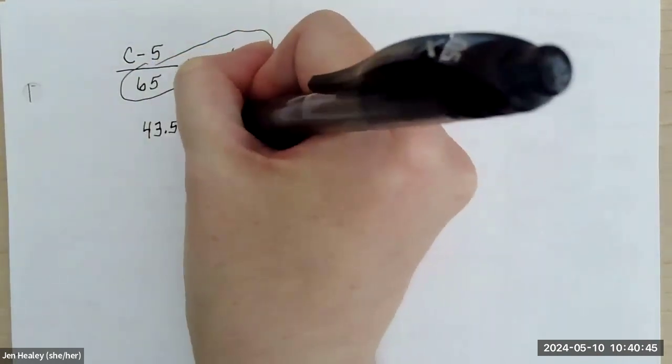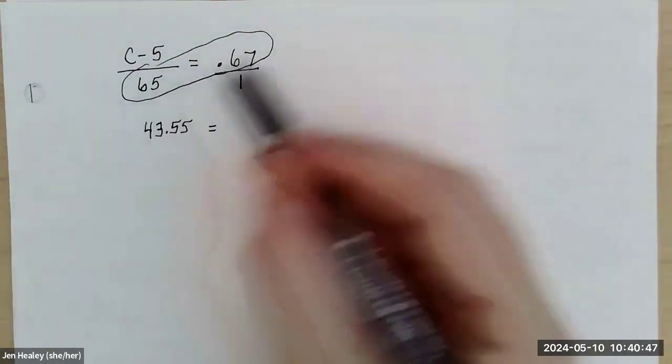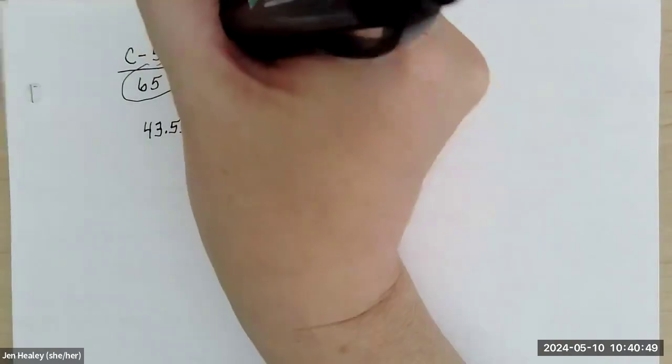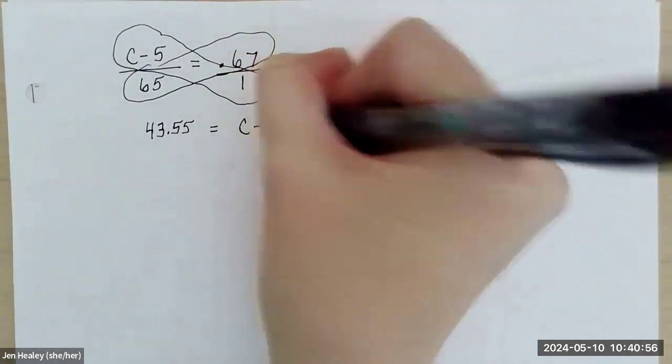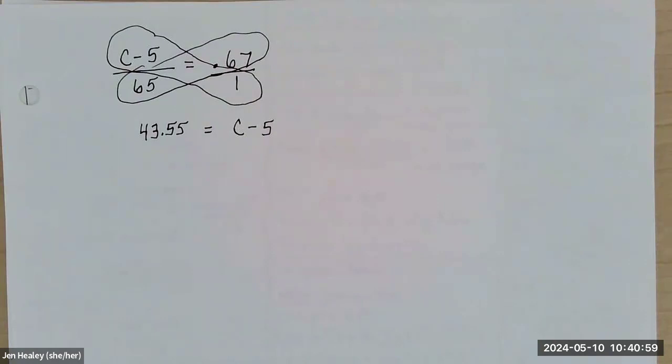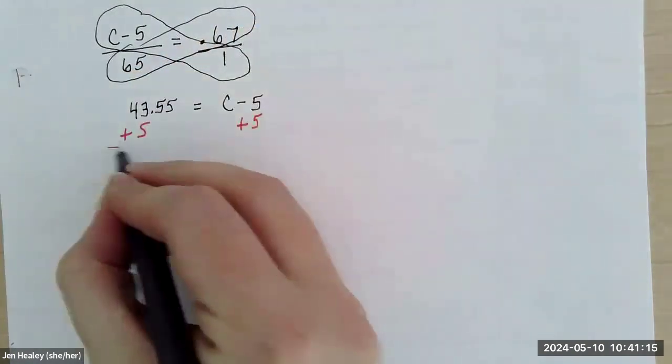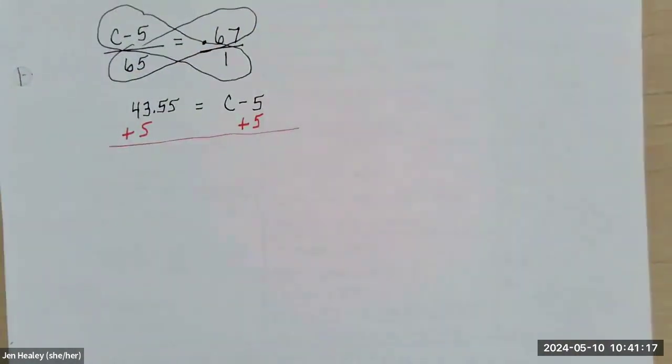And then we put our equal sign down. When you cross multiply, you multiply those two things together, you put your equal sign, and then you multiply these two things together. And 1 times C minus 5 is just C minus 5. And we're trying to figure out what is C. So in terms of your algebra skills now, if I'm like, what is C? What do we have to do? Just add 5. You're almost done. Just add 5 to both sides now. So it's going to be 48.55.